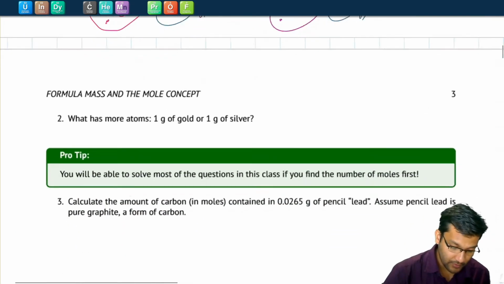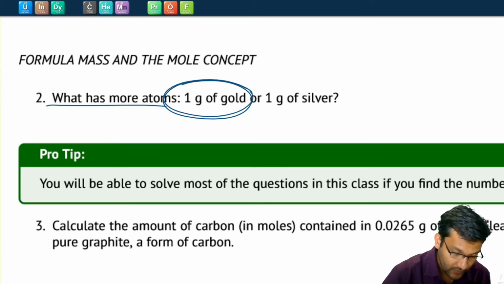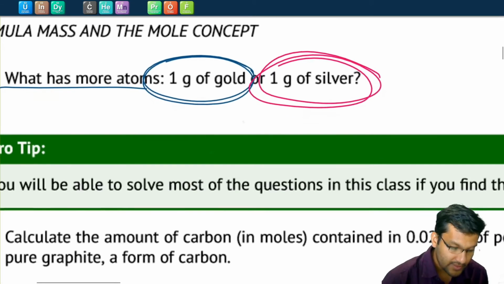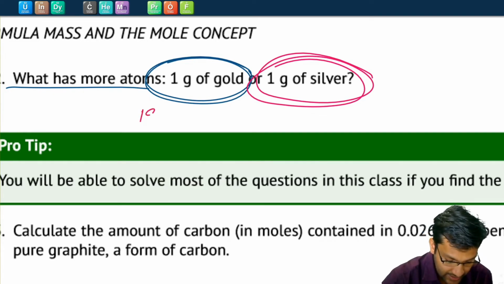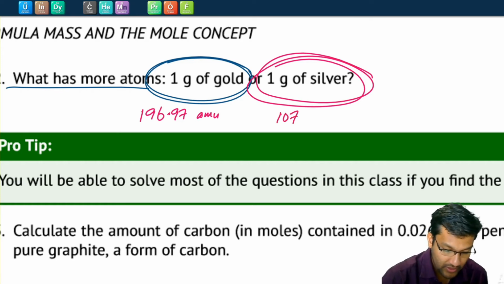Let's try number 2. Which one do you think has more atoms in it? 1 gram of gold or 1 gram of silver? Pause the video here, and when you think you have the answer, unpause, and then we'll go over this answer. So 1 atom of gold has an atomic mass of about 196.97 atomic mass units, whereas 1 silver atom has an atomic mass of 107.87 atomic mass units.